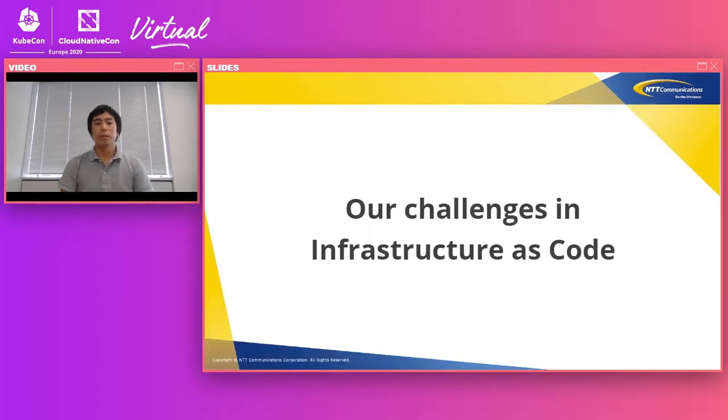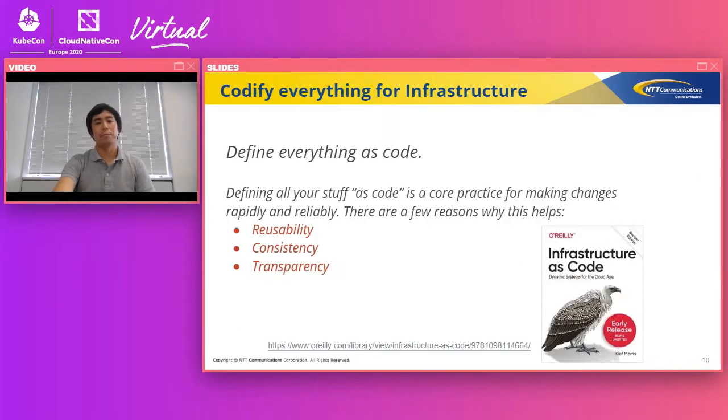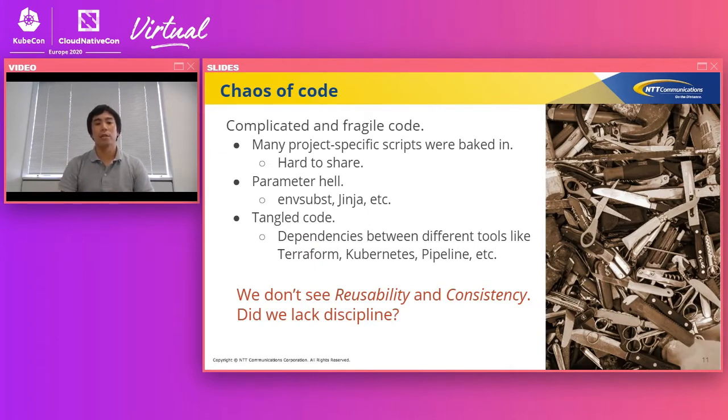So the point was, we have many projects, and we use infrastructure as code at scale in terms of having multiple projects. But using infrastructure as code at scale, we see some challenges. We try to codify everything about infrastructure following best practice. We wrote many scripts, we have configuration managed by Git, and we expected the benefits of reusability, consistency, and transparency. But the reality is chaos.